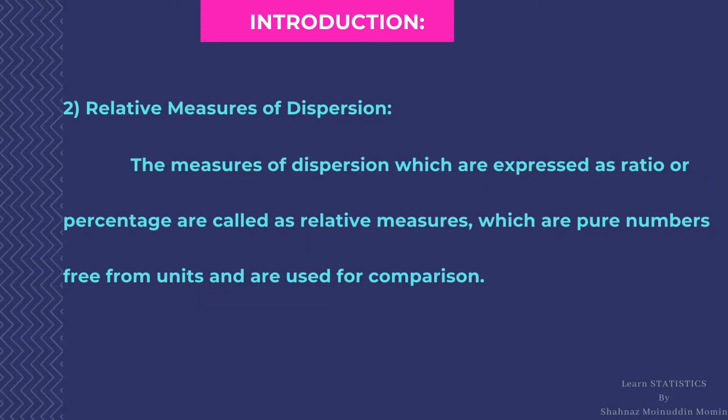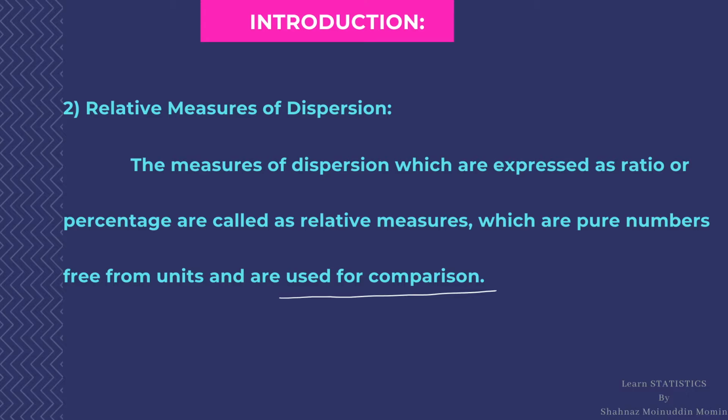The second, relative measure of dispersion. The measure of dispersion which is expressed as ratio or percentages are called as relative measures, which is a pure number free from units of measurement, and the relative measure is used for comparison. It is used to compare the variation of two sets of the data.